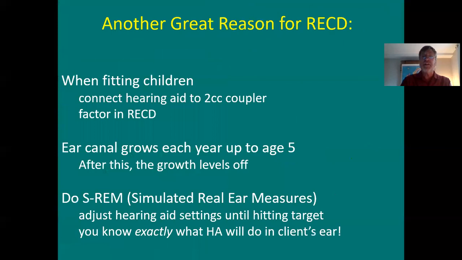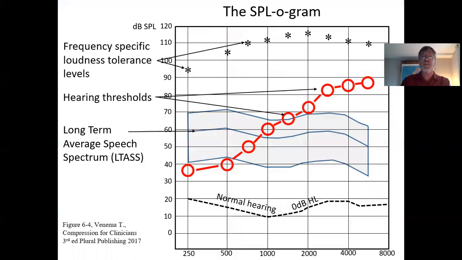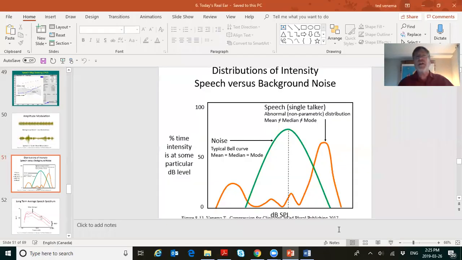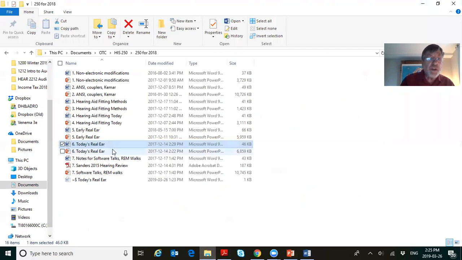Okay. Look at that. We've done our hour. It's been a rather harried, crazy session this time, but that's okay. We're all right. Next week, we will delve into our next unit. It will be a different unit. It's no longer today's real ear. It's going to be notes for software talks, real ear measurement walks. So we're going to look at Unit 7 next week, and the week after, we're going to look at this article by Sanders. That's an interesting one, and then that will be the way we finish the course. So we've got a couple of weeks left, but we are moving on toward the end of the semester.